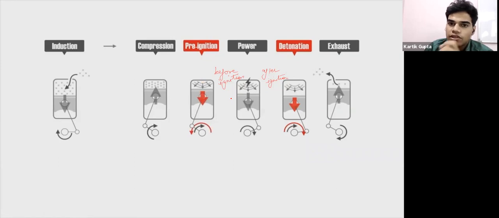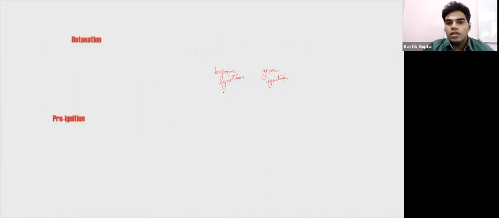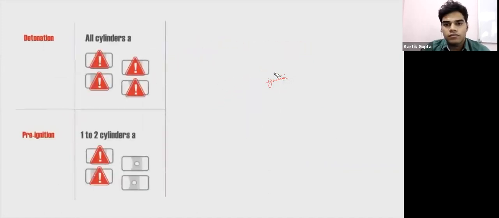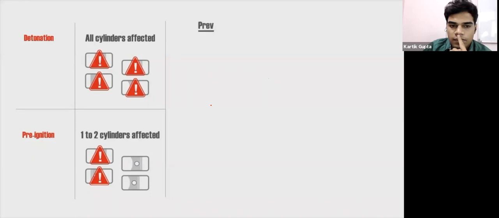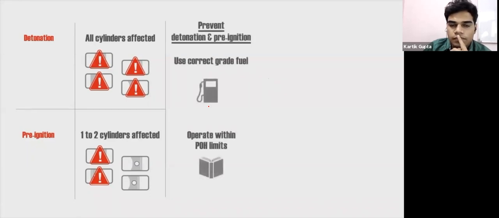Pre-ignition can break down the engine's components. Pre-ignition causes immense stress on critical engine components and may result in fatal engine damage. Detonation usually occurs in all cylinders, whereas pre-ignition can occur in one or two cylinders at a time. We'll discuss it in the fuel chapter.